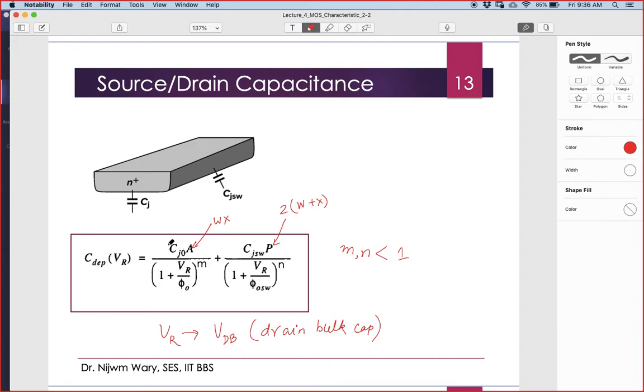You see, as I have mentioned earlier, this is capacitance per unit area.